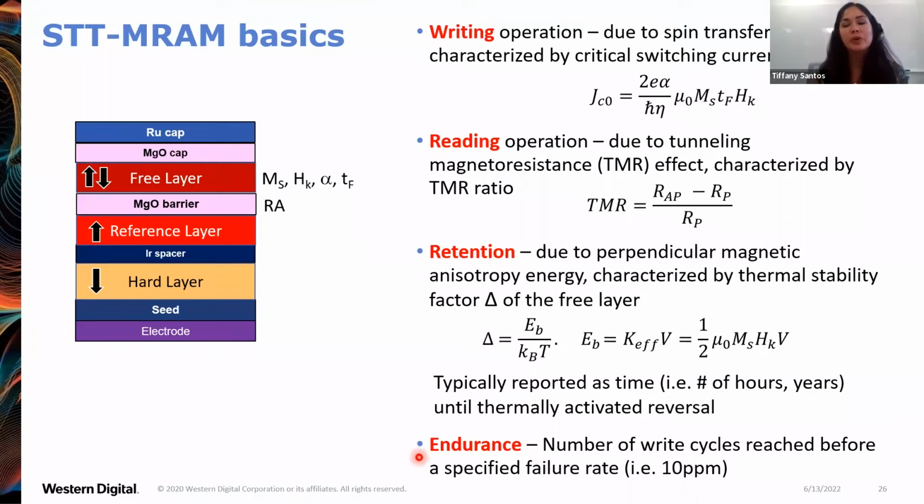Endurance is the number of write cycles reached before a specified failure rate. For example, a failure rate of 10 parts per million. So how many times can you pass a high current through the MgO tunnel barrier before you get a failure? And the typical failure is a breakdown of the MgO tunnel barrier to short.